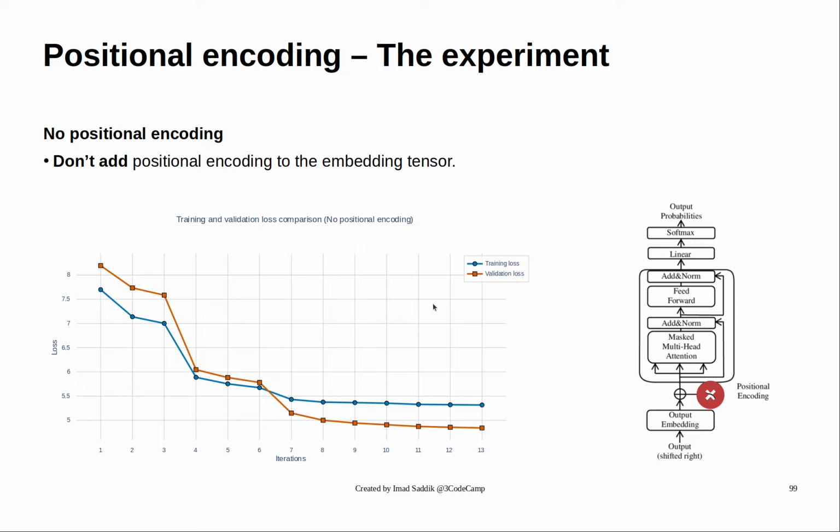So you can see that here we have two curves. We have the training loss and validation loss. And here I have used no positional encoding. As you can see, the loss was going down, but then it stagnated, which means that the model is underfitting. And this is probably because the model is small.